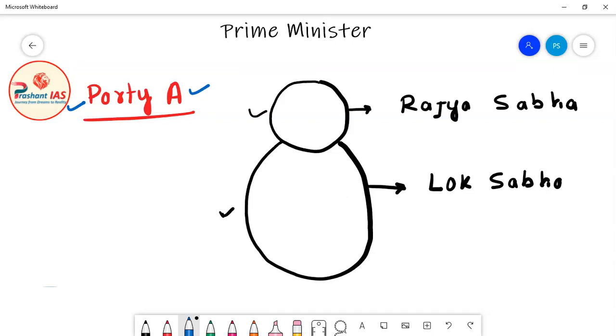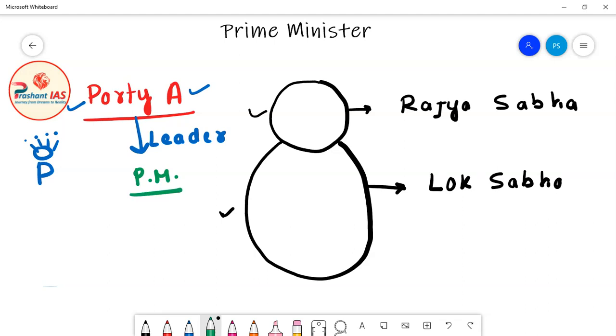Now friends, what will the President of India do? Now the President of India will call the leader of Party A to become the Prime Minister of India. So after the party is decided, then the Prime Minister is decided, that this person will become the Prime Minister.